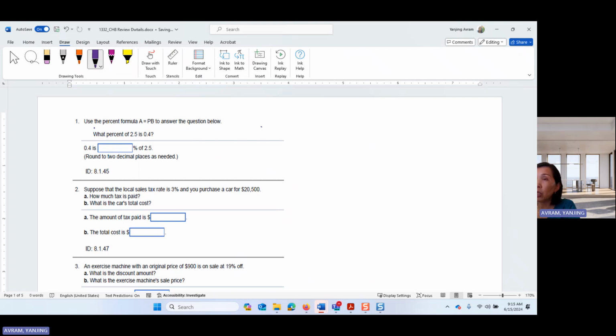If we do not know, we can use X or whatever, A, B, C, whatever you feel comfortable. What percent? We can say X percent of, which is multiplied by, 2.5 is equal to 0.4. Now I want to solve for X, right? So in order to solve for X, you divide both sides by 2.5, and then you will multiply by 100%. Okay, so let's do the decimal point first, and then we will change it into percentage.